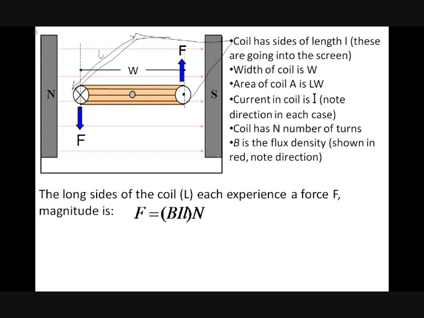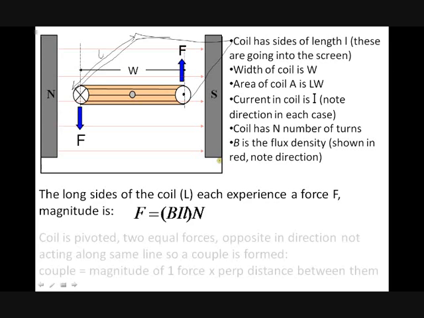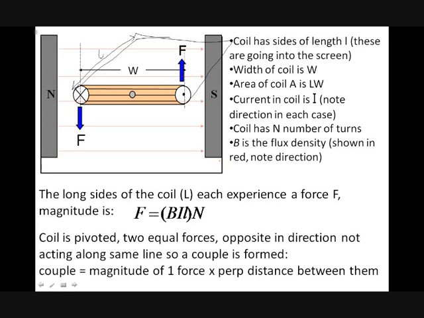But instead of a length L, if we've got n number of turns, that will cause n lots of L. So our total force on each of the long sides of the wire will be BIL multiplied by n. Now, because the coil is pivoted and there are two equal forces in opposite directions, this is the force up and this is the force down.